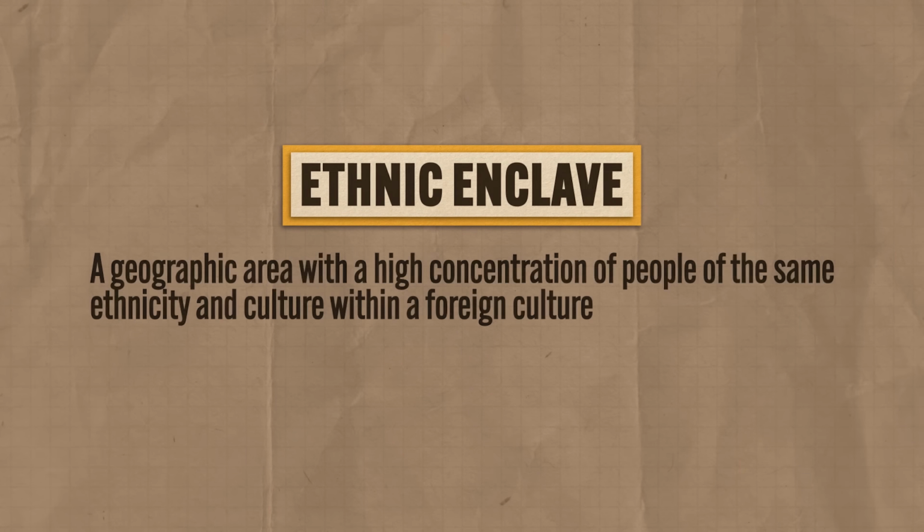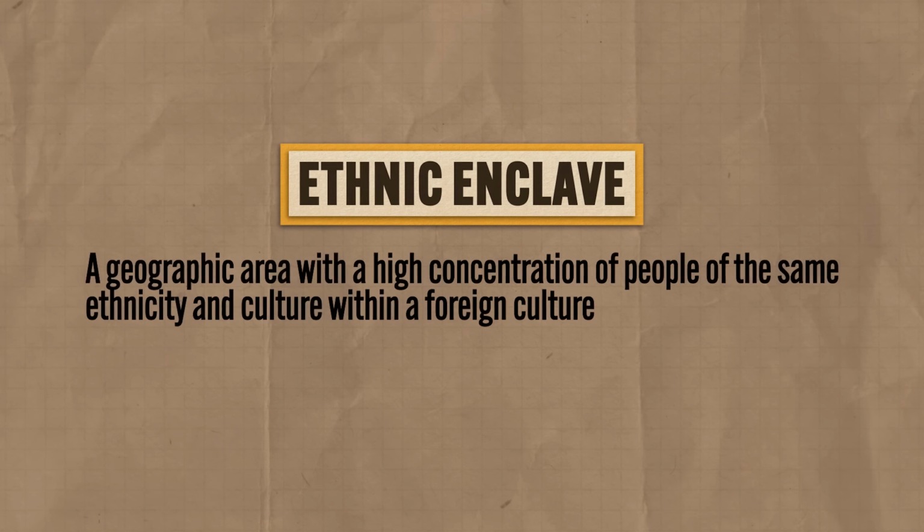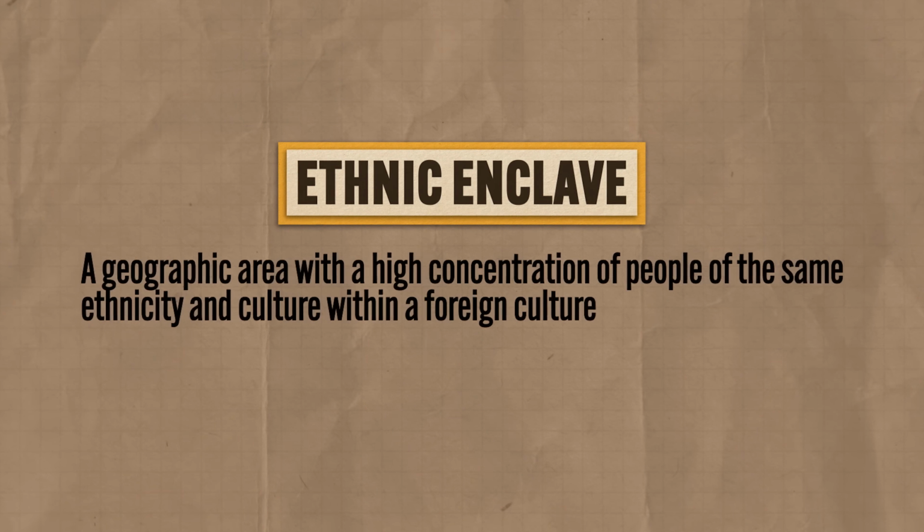ethnic enclaves throughout the world. Now, if you'll remember from earlier in the course, an ethnic enclave is a geographic area with a high concentration of people of the same ethnicity and culture within a foreign culture. And because migrants tended to move to cities, nearly every major urban area in the Western Hemisphere had a growing and diverse immigrant population that lived together in these enclaves, which themselves had two significant effects.